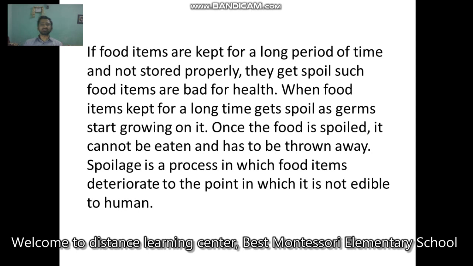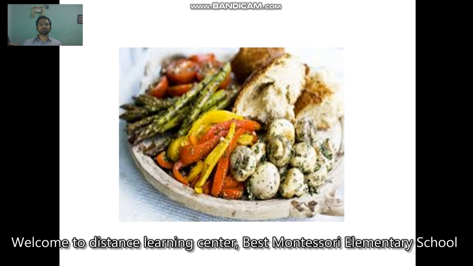The process where the quality of food is lost, that means the food deteriorates, its quality is lost in such a way that it will not be edible to humans, that process is called spoilage, or spoiling of food. Spoilage is a process in which food items deteriorate to the point where they are not edible to humans. The picture shows the deterioration of the quality of the food. That means the food is spoiled.